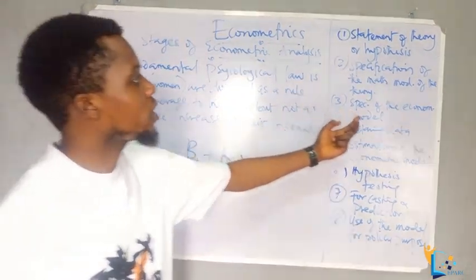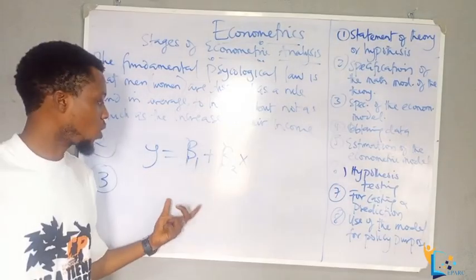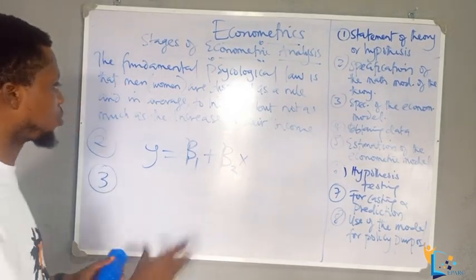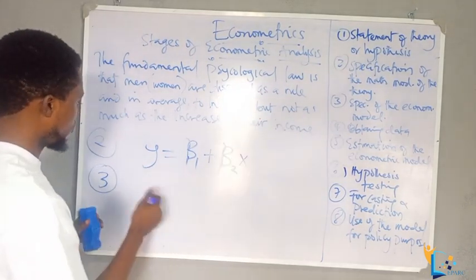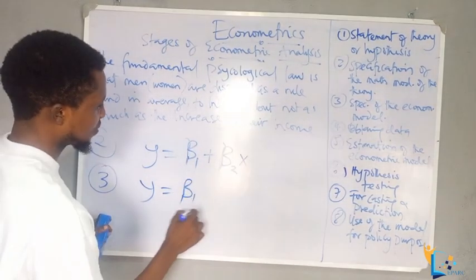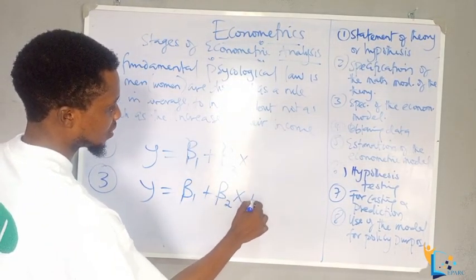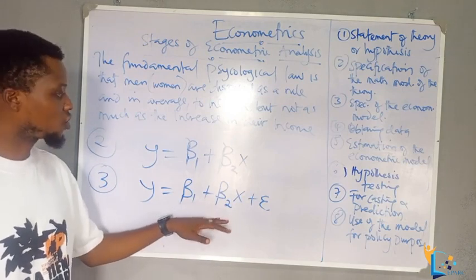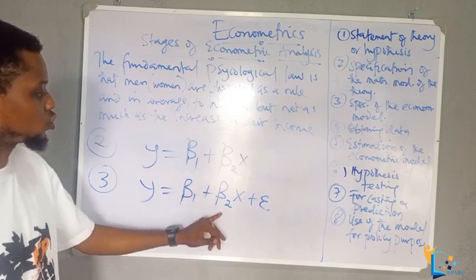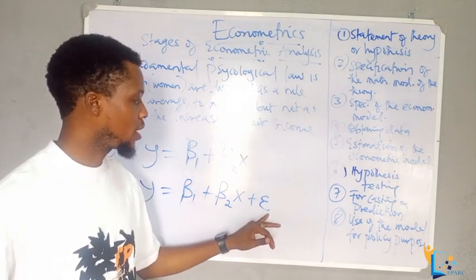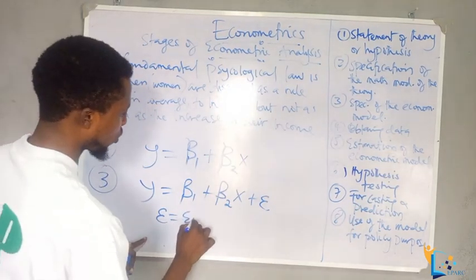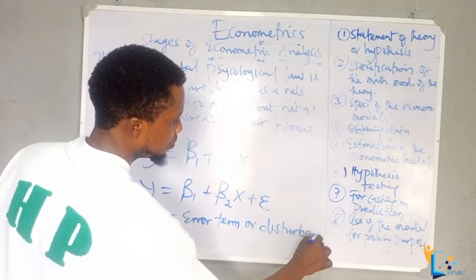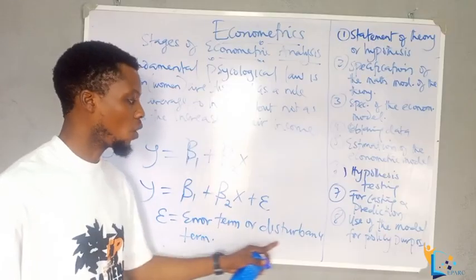It's what a mathematical economist would translate from the theory. Now the third one is the specification of the econometric model. To allow for the inexact relationship between economic variables, the econometrician would modify this model as follows: Y equals B1 plus B2X plus E, E here being the error term, or you call it the disturbance term.